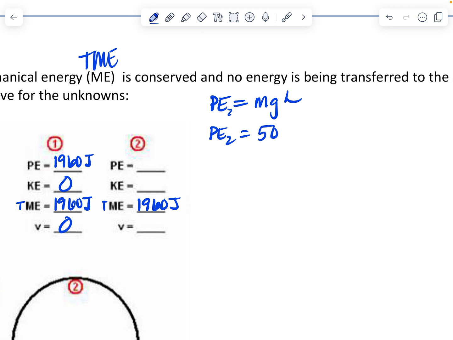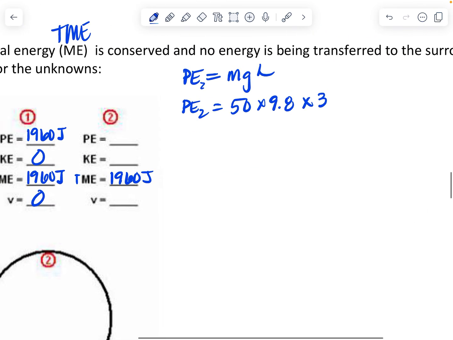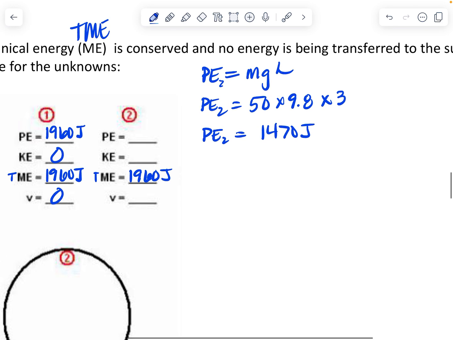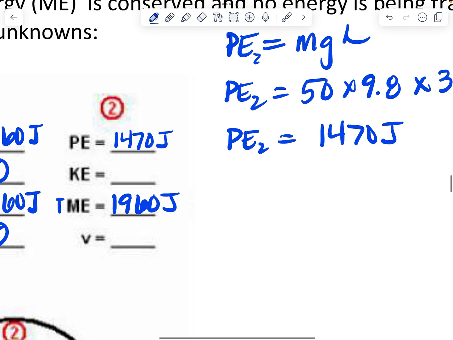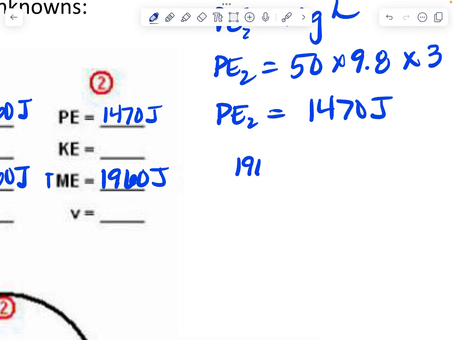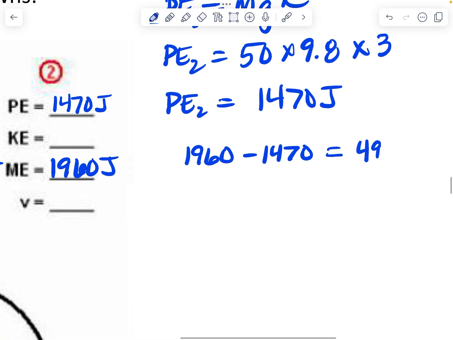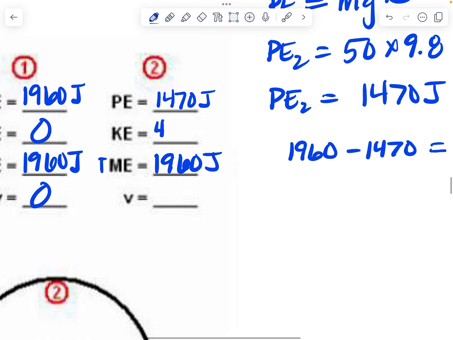Our mass is still 50 times our 9.8 times our height of 3. Is that right? Yep. So we solve for our second potential energy here, and we get 1,470. Now, we know our total is 1960, and so to find our kinetic, it's going to be 1960 minus 1,470, which gives us 490 joules. So that's our kinetic. Remember, they have to add up together to get that.